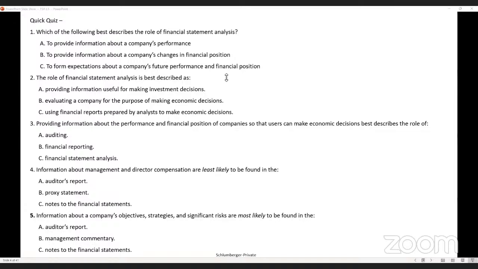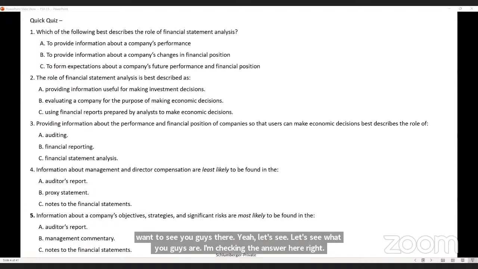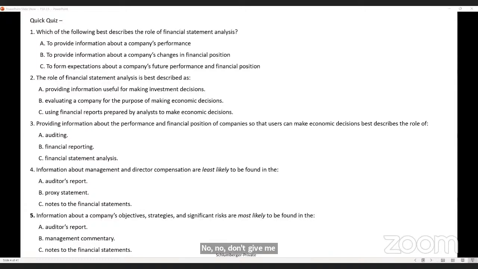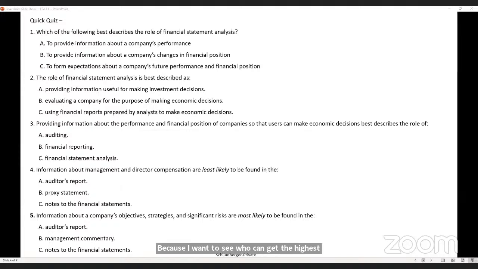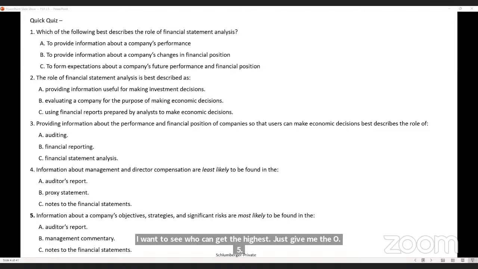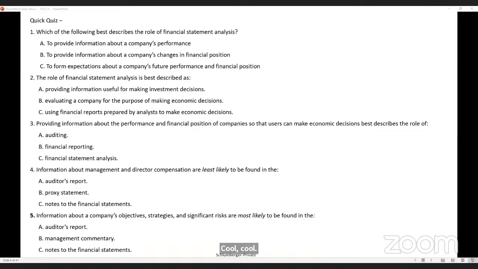I want to see you guys' answers there. Let's see what you guys have. I'm checking the answers here. Don't give me one after the other. If you want to type the O5, because I want to see who can get the highest scores, just give me the O5, put it there, then you will see where you get it wrong.